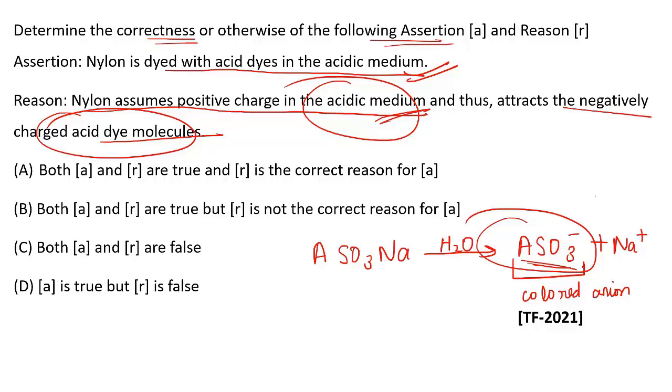So this is also the correct option, and you can easily see from this equation that the nylon, which is positively charged, gets attracted towards the negatively charged dye molecules. So both the assertion and reason are true, and R is the correct reason for the assertion. I think it is clear to you. Now coming on to the next question.